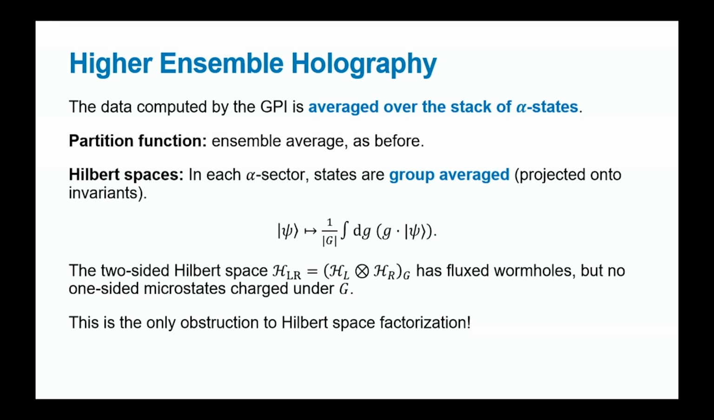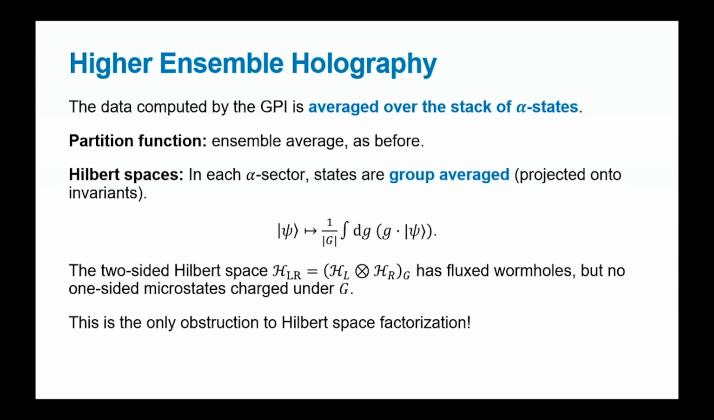I've certainly gone off into mathematics. So let me say what the result of this is for physics, and in particular for holography. So I'm claiming that the data computed by the gravitational path integral, in general, is an ensemble average over this stack of alpha states. So what does that actually mean? So the partition function is just an ensemble average like before, nothing new. The partition function is just a number, there's no category theory, and you just ensemble average it in the way we did before. The Hilbert spaces, and this is something that's been discussed more recently in the context of holography, is Hilbert space factorization.